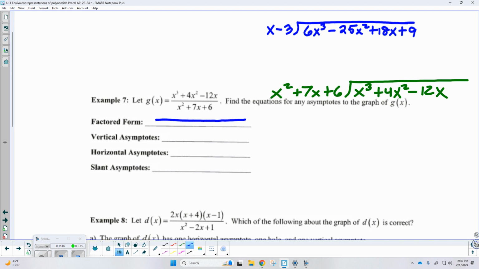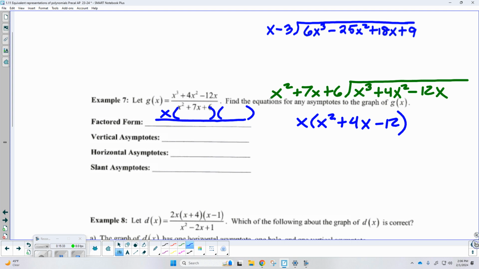There's a what? There's a GCF. Okay, so I can factor out an x. Now, if I factor out that x, that's going to leave me x squared plus 4x minus 12. So that trinomial, we can go ahead and break that apart. Let's see. Two numbers that'll multiply to give me negative 12, but add to give me 4.